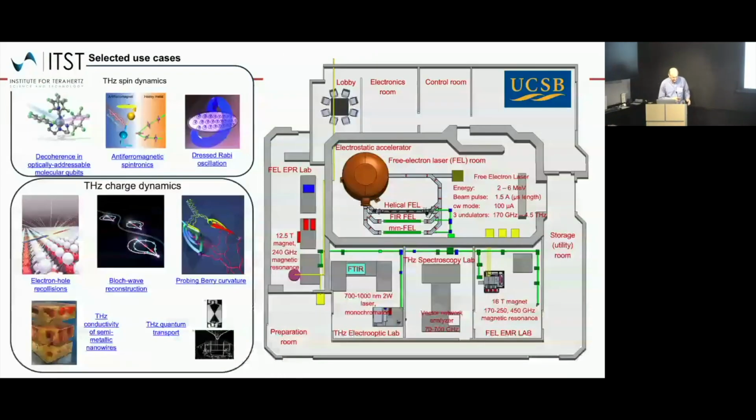So in our facility, this is a diagram of our facility. Here's the free electron laser. This is the lab where we do the experiments that I'll be telling you about today. These experiments use the strong electric field of the terahertz, but we're also doing some experiments using the magnetic field.